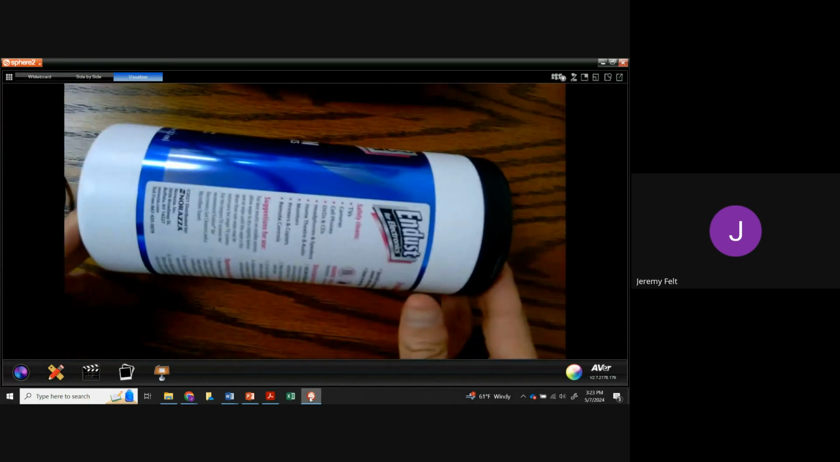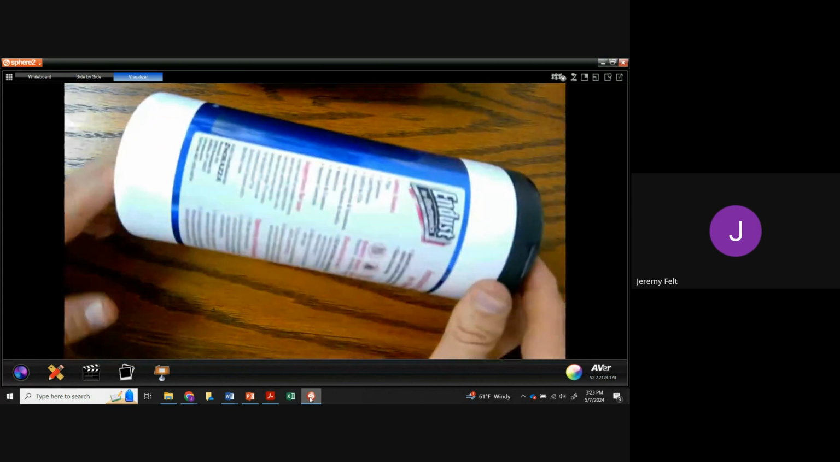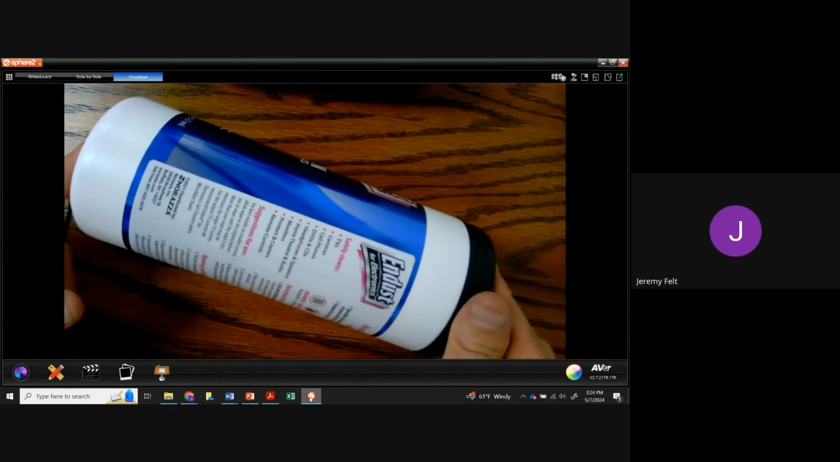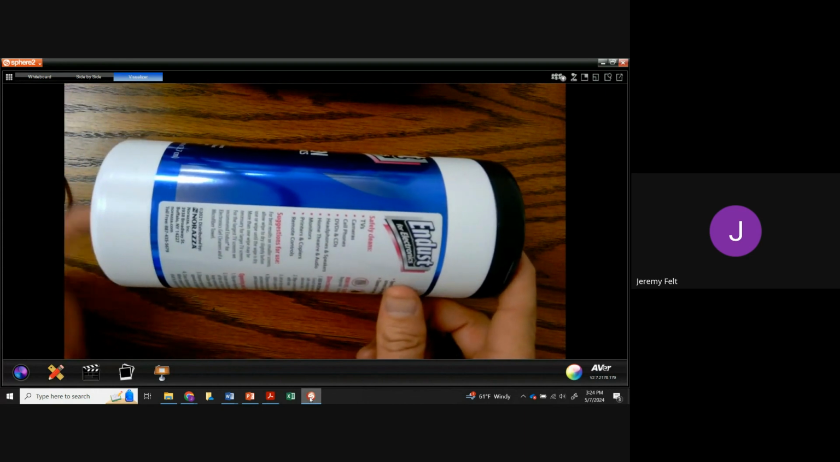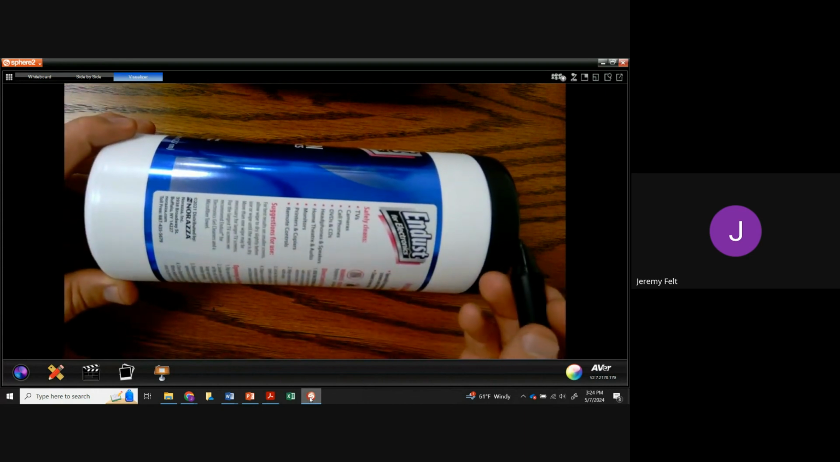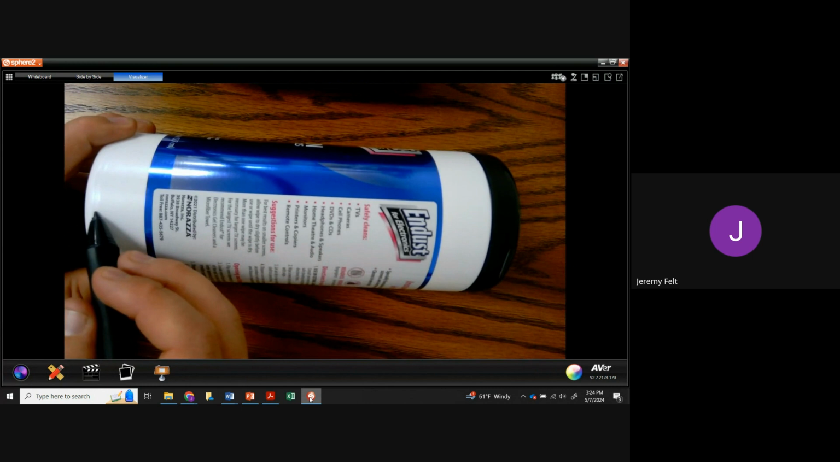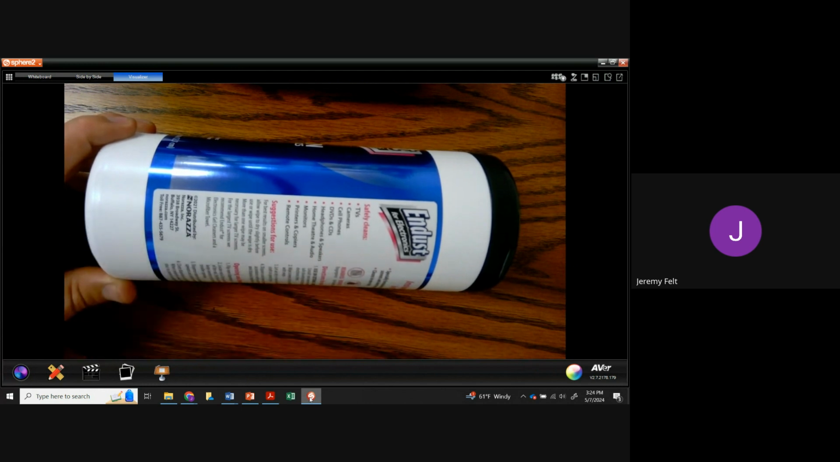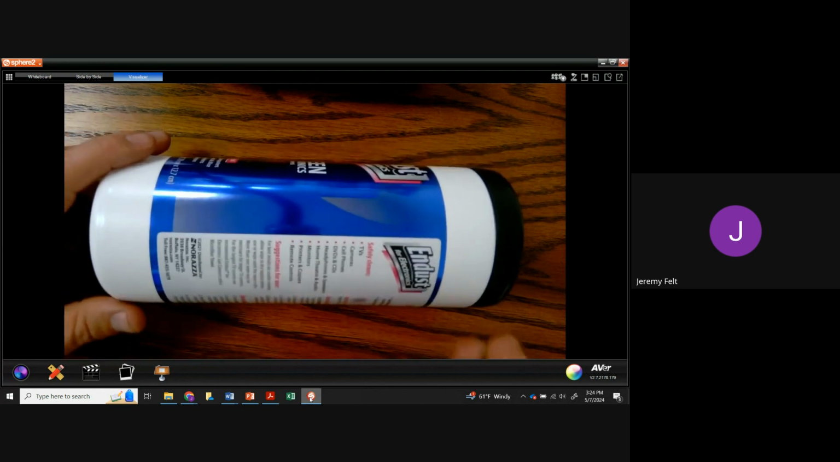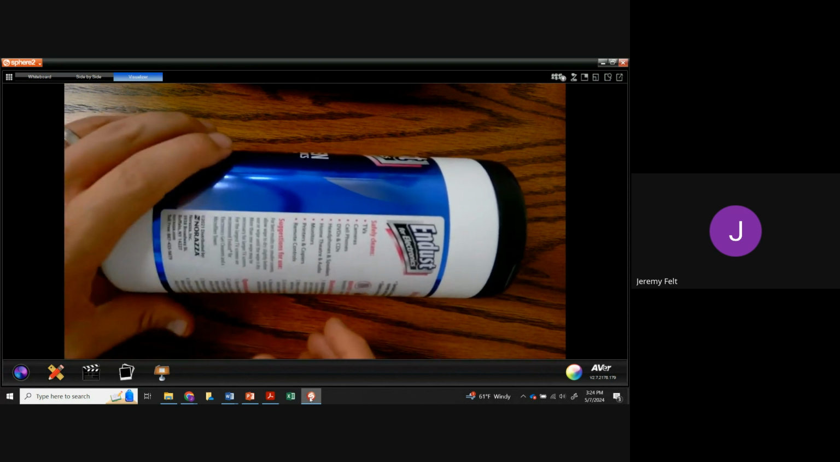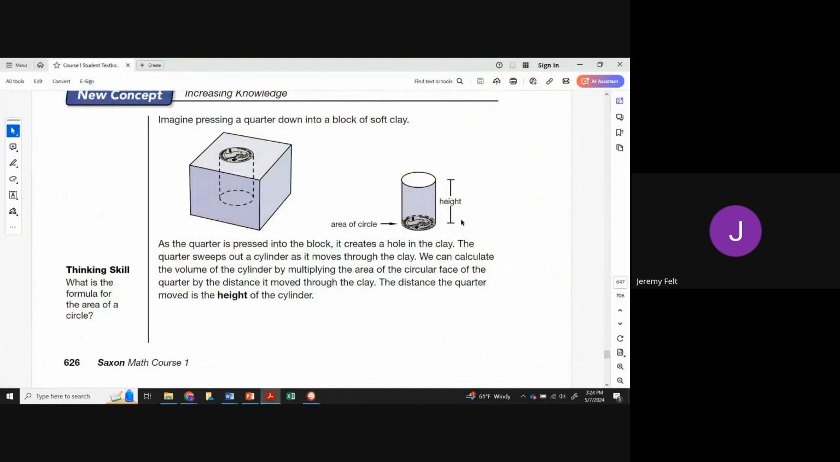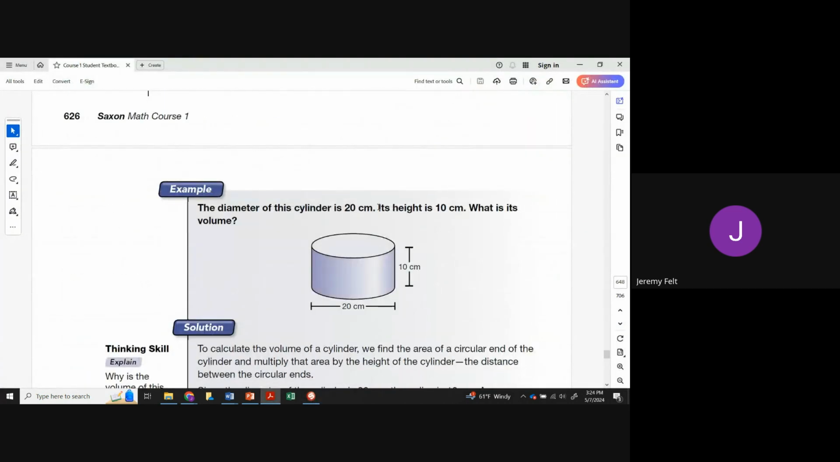So the distance between our circle top and our circle bottom, that's going to be the height. Even if it's laid on its side like this, it's still a cylinder, and the height still refers to the distance from this circle to this circle, our two bases. So don't get confused. If it's standing upright, that's the height. If it's laying on its side, the height is still the same that we're looking for. Sometimes it'll be drawn in a different orientation.